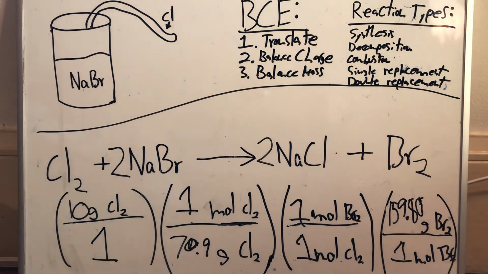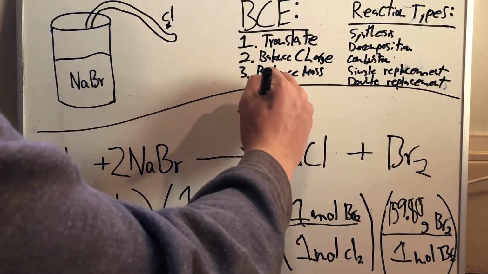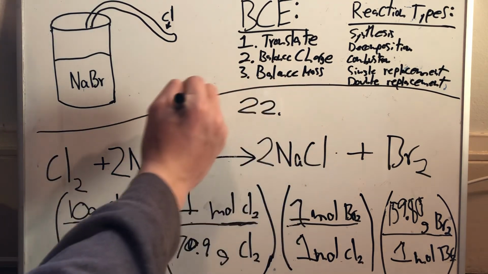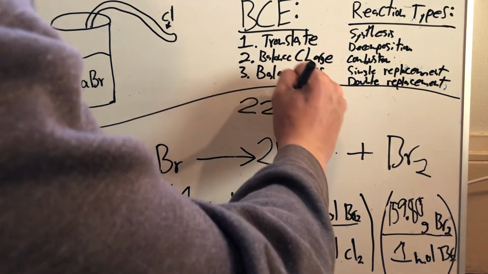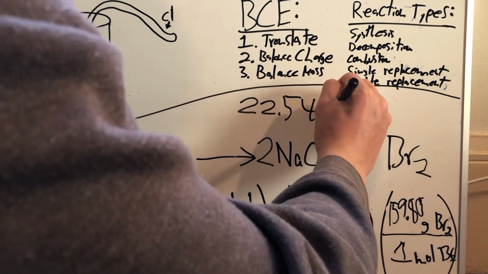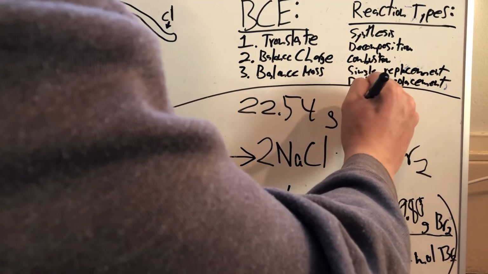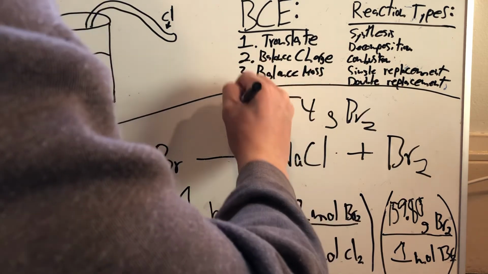And now we have our entire equation, and now we're just going to multiply it out. So 10 times 159.80 is 1,598, and on the bottom it's just 70.90, right? And so if we divide that out, it becomes 22.54 grams of bromine gas.